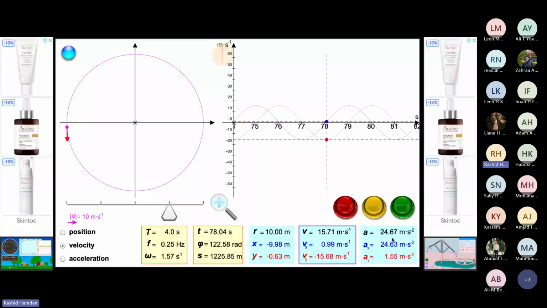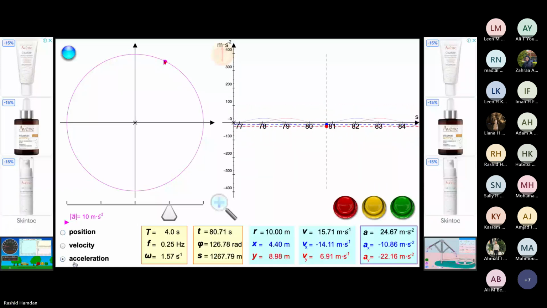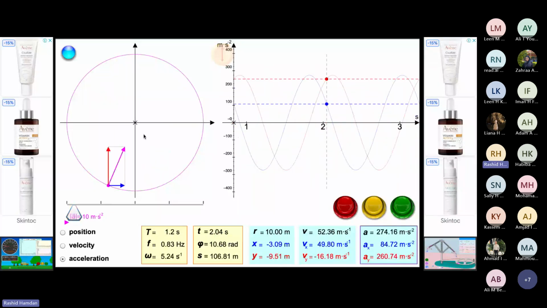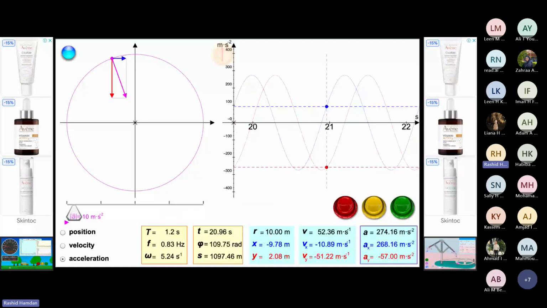The acceleration also is varying. So the acceleration is toward the center, but it's also variable. So the force actually cannot be a constant force. It has to be changing in direction as the object moves. The force has to be also moving with it.